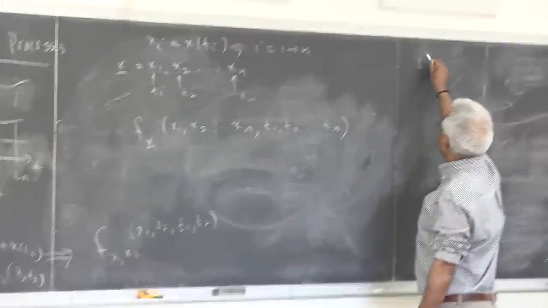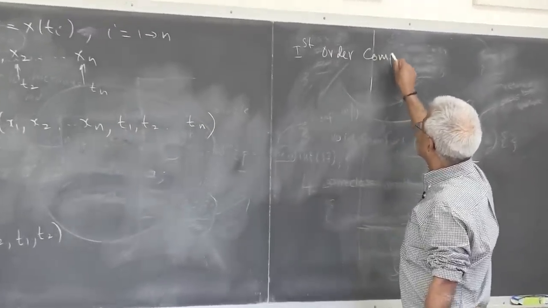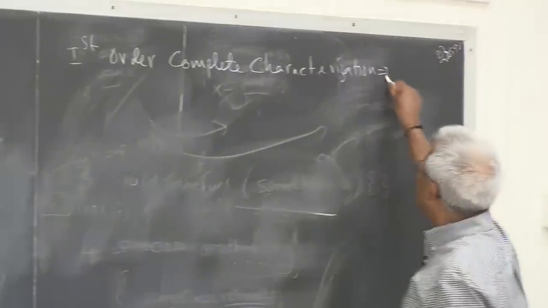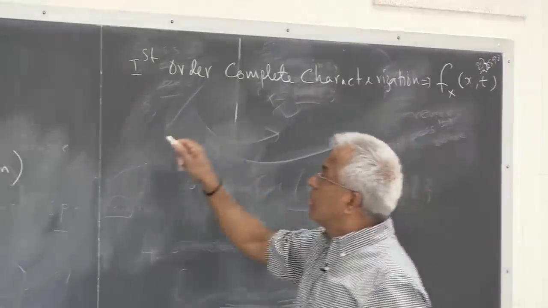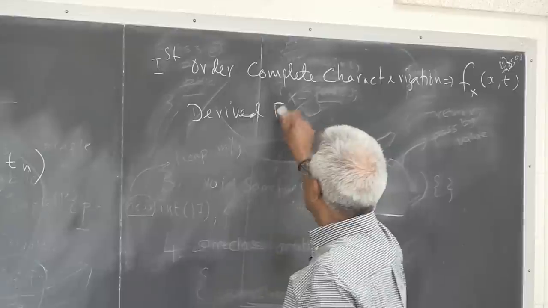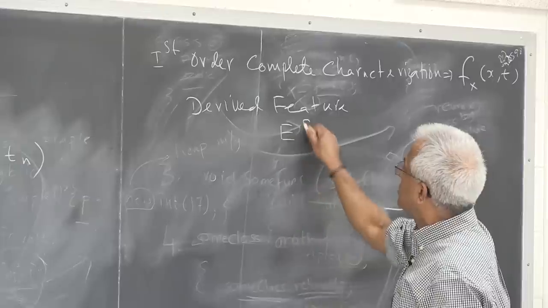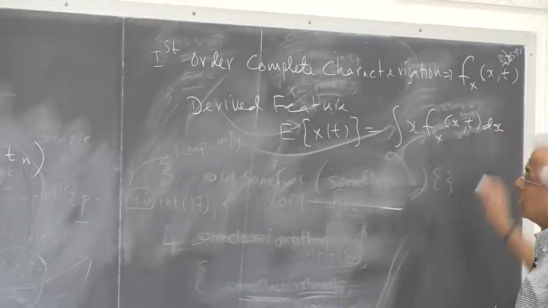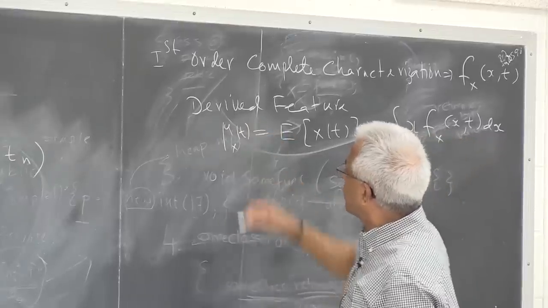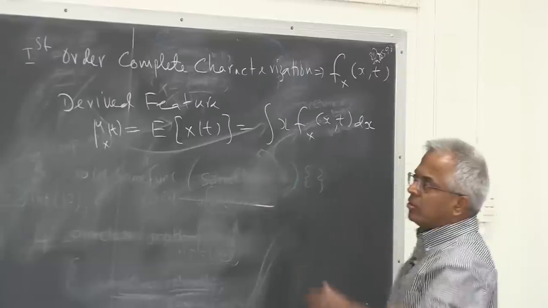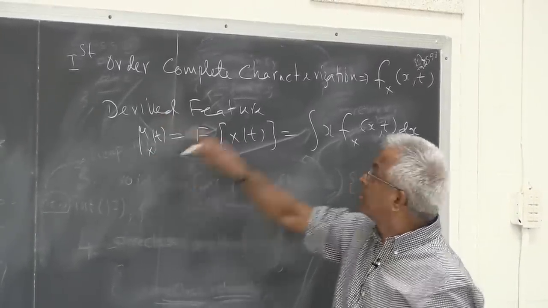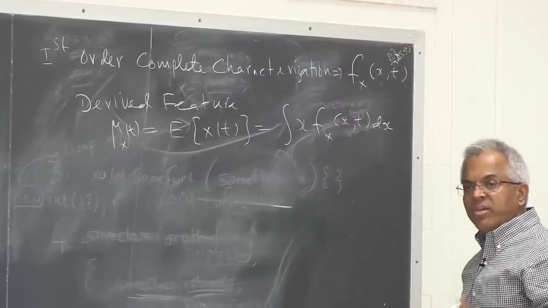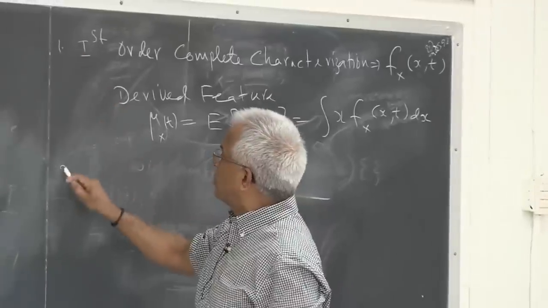So first order complete characterization, you just need the density function. But once you have that, you can have derived features, right? What is a derived feature? The mean of the process. That is x multiplied by f_X(x, t) dx. But this is going to be a function of the density function. But there is, of course, less information here than this, right? This has got all the information. Of course, you can define a variance also.